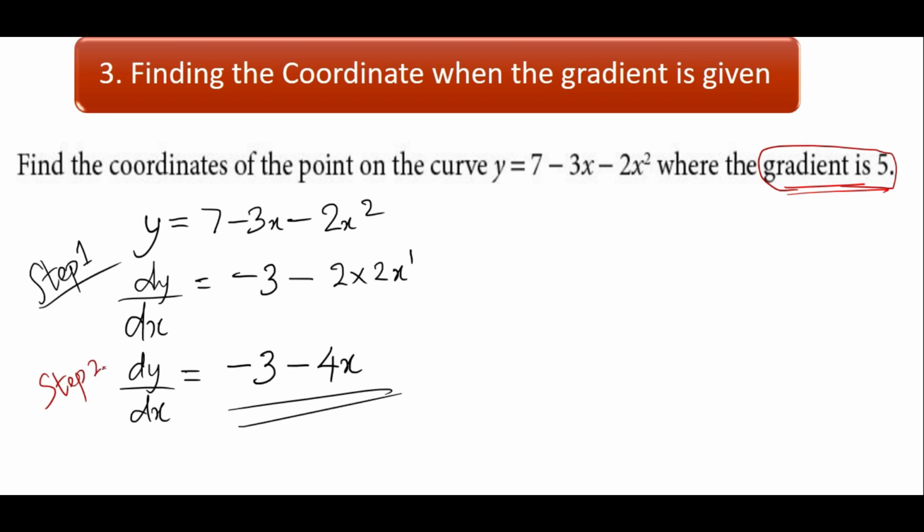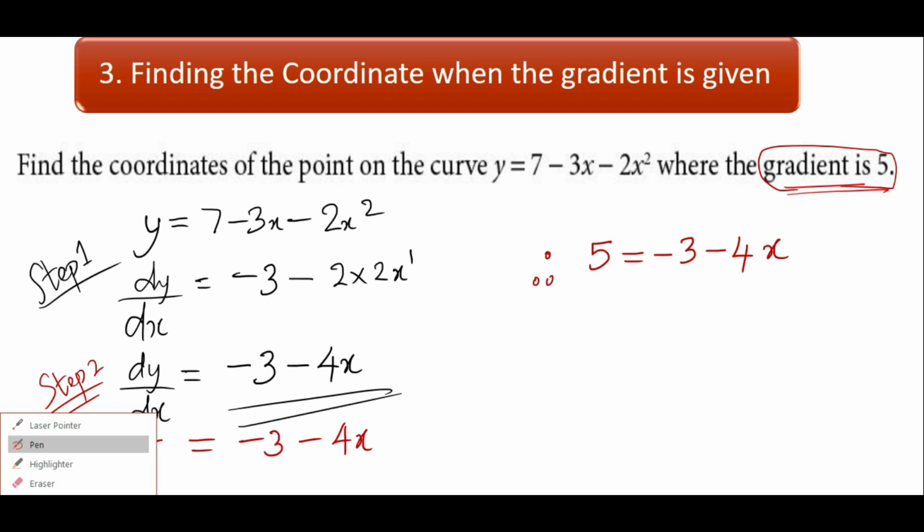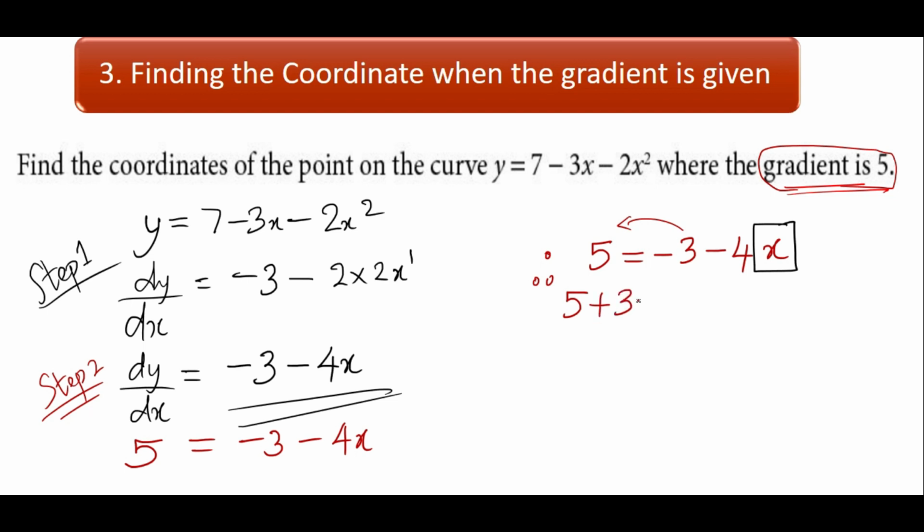Now from the question, it says that the gradient is 5. So your step 2 will be to equate. In place of dy by dx, you put the value for the gradient, which is 5 equals negative 3 minus 4x. So therefore you can use your own method of rearranging and finding the missing variable, which is x. I will be shifting -3 to the other side, so it becomes +3, and I'll have 8 equal to -4x. So my x from here is going to be 8 divided by -4, giving me an answer -2.